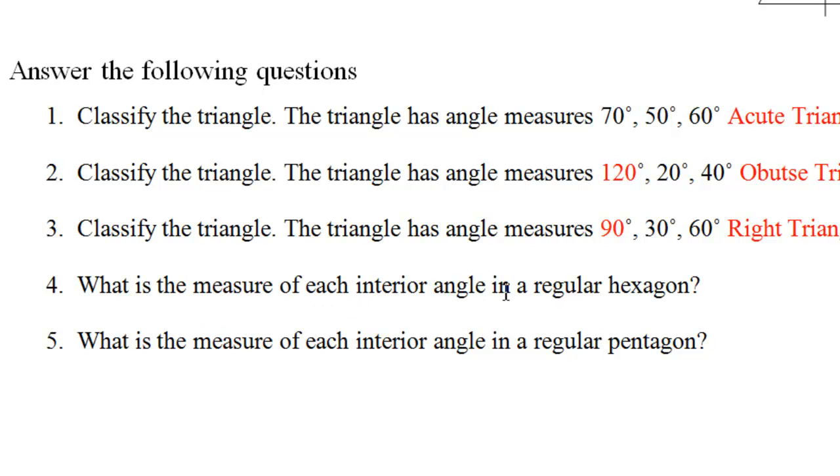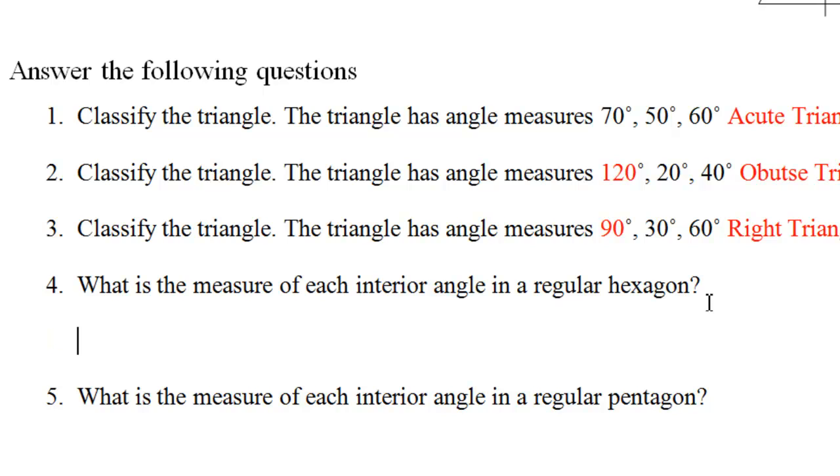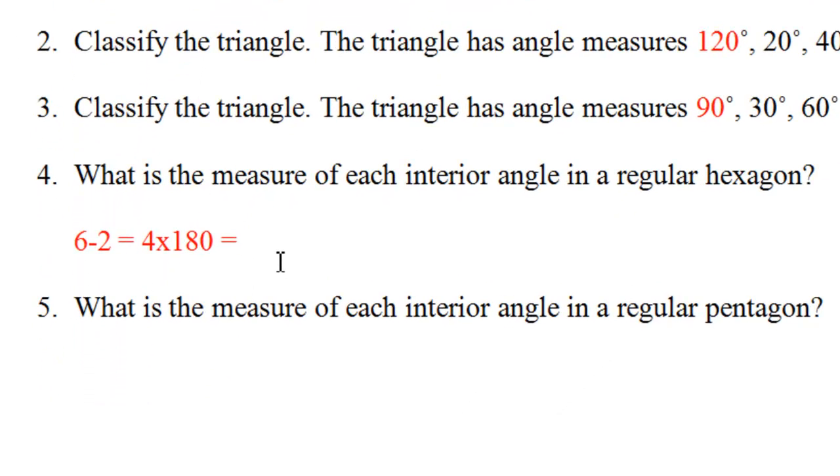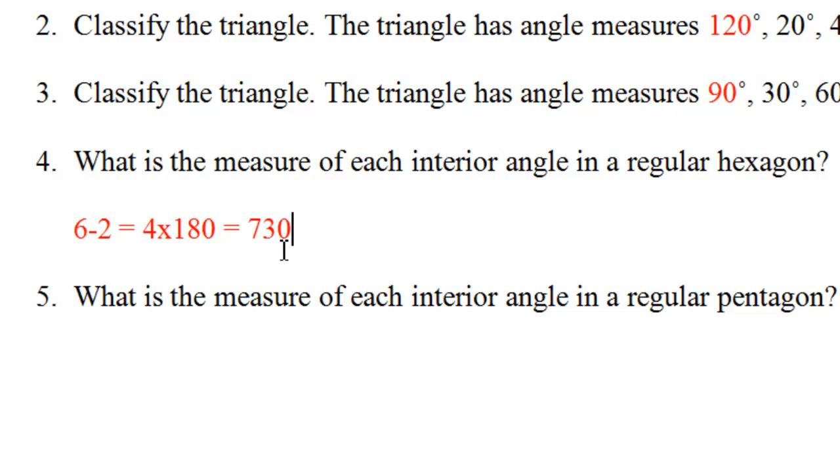I want the measure of each interior angle in a regular hexagon. How many sides in a hexagon? Six sides. So we will take six minus two. This equals four. And we will multiply 4 by 180. I will have 720. Okay, this is the measure of all the angles inside the hexagon.